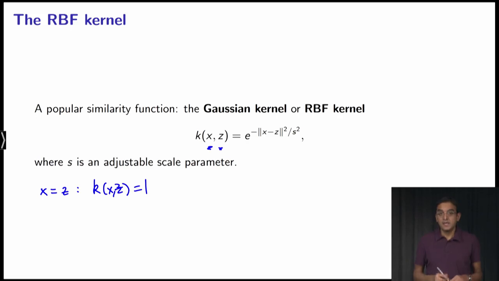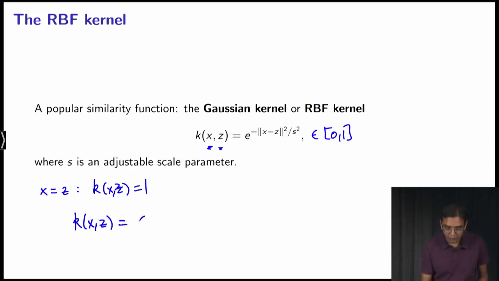Now, as x moves further away from z, the distance between them grows, and so the exponent gets smaller. And so it drops below 1, and it keeps getting smaller and smaller. So k(x, z) is always in the range 0 to 1, and it's maximized when x equals z. So it really is a fairly sensible notion of similarity. It's also a valid kernel function. That means that in fact, k(x, z) is equal to phi of x dot phi of z for some extended representation phi.